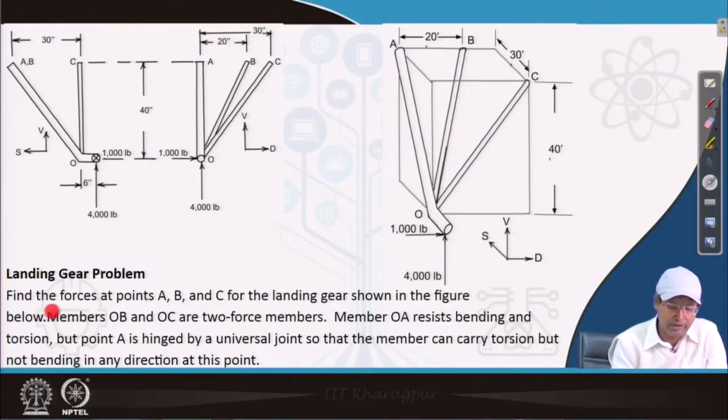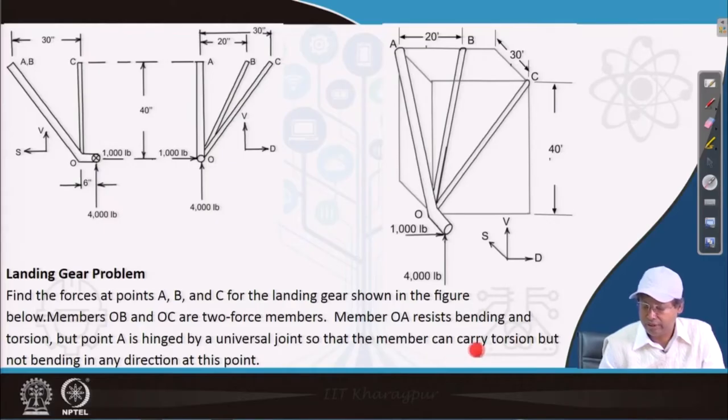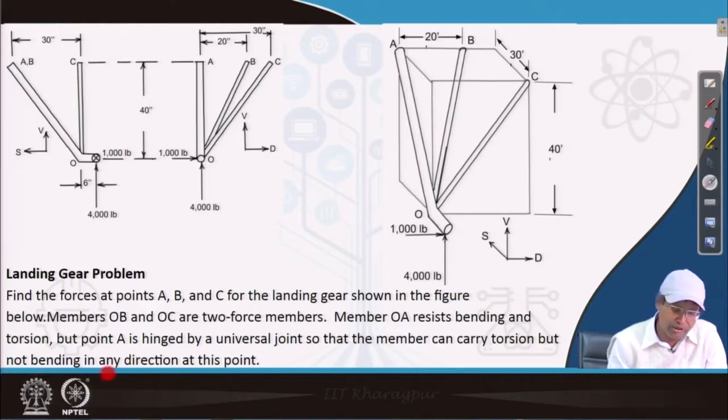Landing gear problem: find the forces at points A, B and C for the landing gear shown in the figure. Members O B and O C are two force members. This O B and O C are two force members. Member O A resists bending and torsion, but point A is hinged by a universal joint so that the member can carry torsion but no bending in any direction at this point. So, this member cannot carry bending, it can only carry torsion.